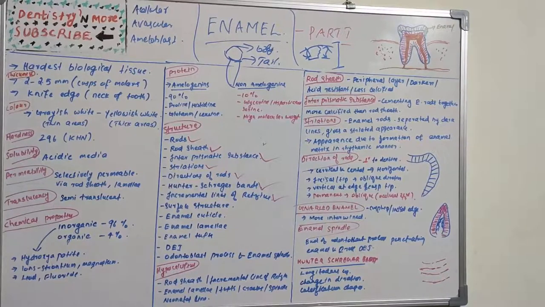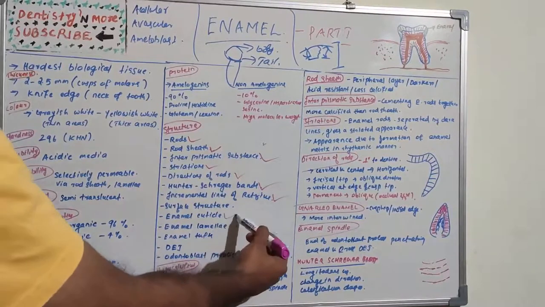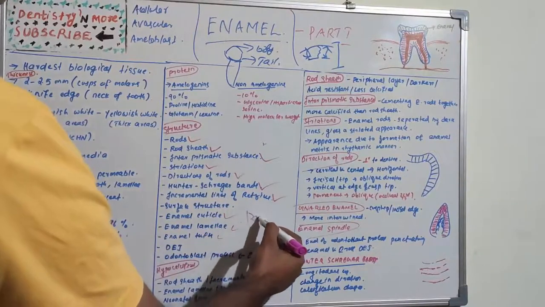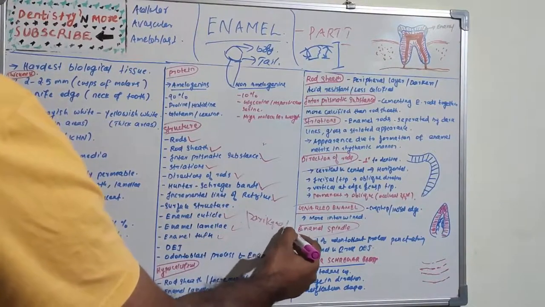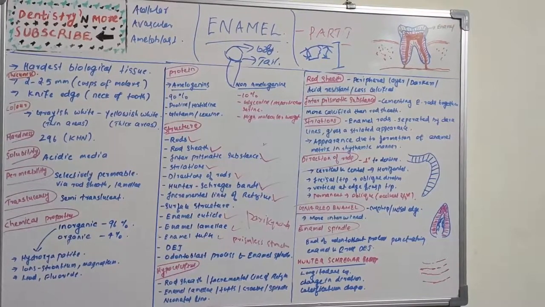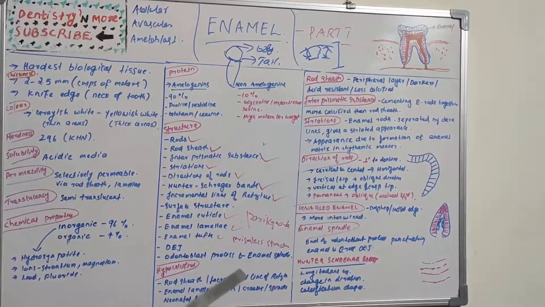Now we have various surface structures such as enamel cuticle, enamel lamellae, enamel tufts, cracks, rod ends, and perikymata. Perikymata is also a surface structure. So we are going into detail about the surface structures. The first one is prismless enamel. So we have prismless enamel, perikymata, rod ends, enamel cracks, enamel cuticle, enamel lamellae, and enamel tufts.